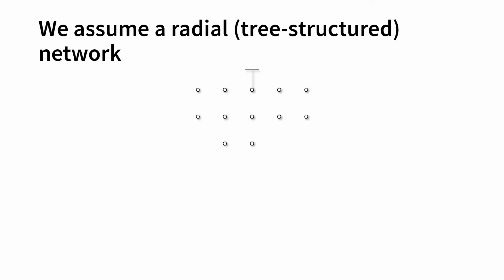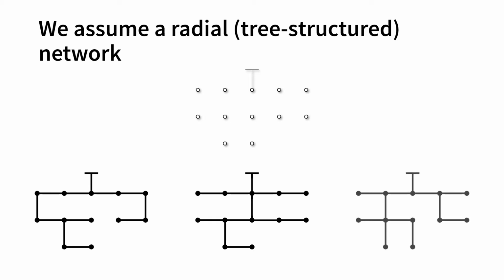Even though the network is often unknown, we can generally assume that distribution networks are radial, that is, they are tree-structured. So, for a given set of buses in the distribution grid, the network may look like this, or this, or this.